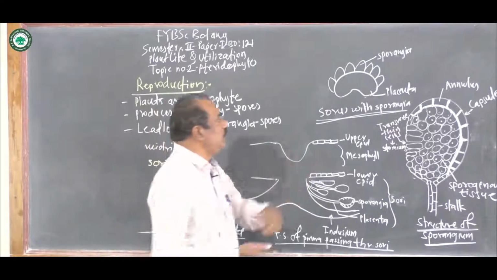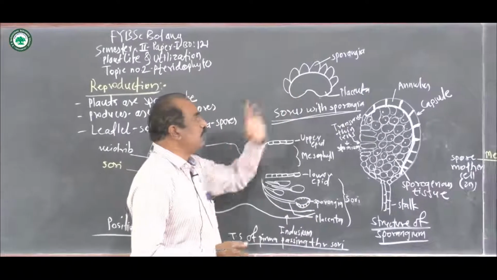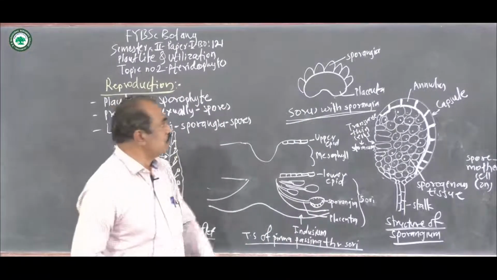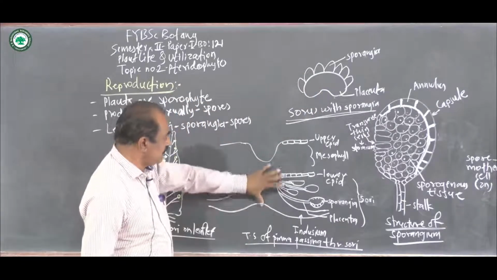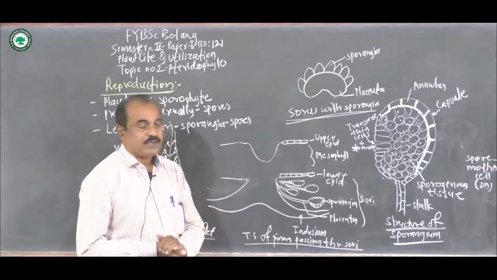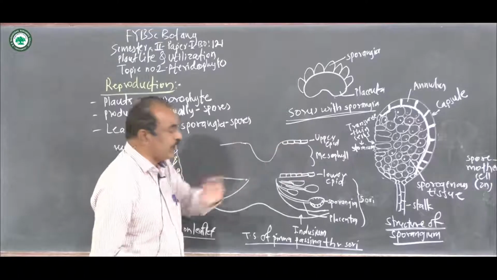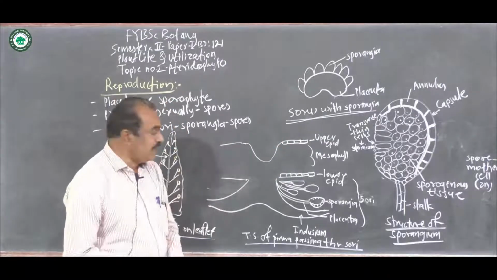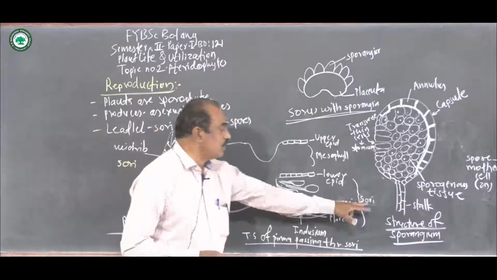Now, this is the outline of the sorus. This is the placenta, and on this placenta, a very large number of sporangia are developed. Now, this is the TS of the leaflet or pinna passing through the sorus. This is the upper epidermis, this is the lower epidermis, and in between these, there is the mesophyll tissue. Just at the vein ending, the development of the sorus takes place.